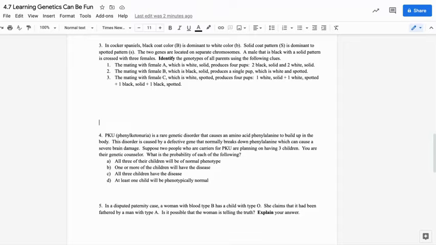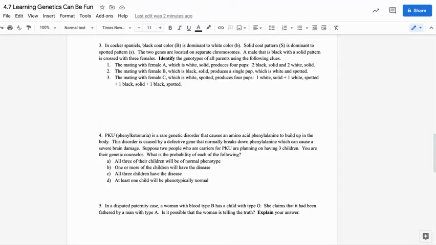Okay, we have a Cocker Spaniel. Black coat color is dominant, capital B, to white, lowercase b. Solid coat pattern is dominant, so capital S, to spotted pattern, lowercase s. All right, so it's dihybrid. We have a pretty good description of the alleles. Two genes are located on separate chromosomes, good to know.